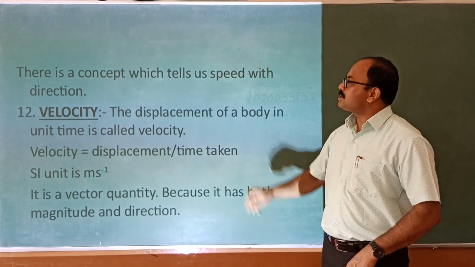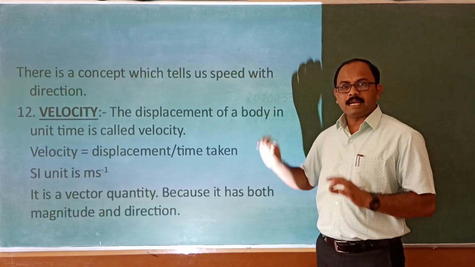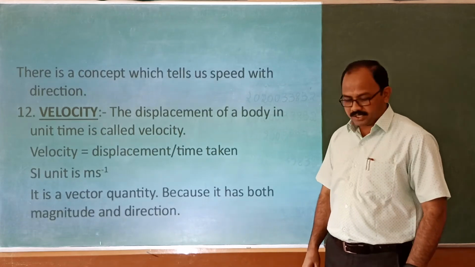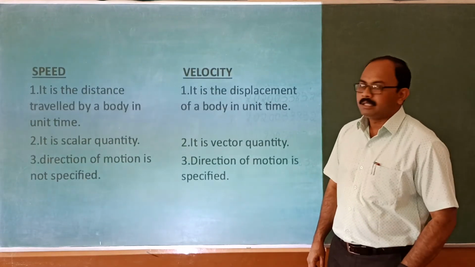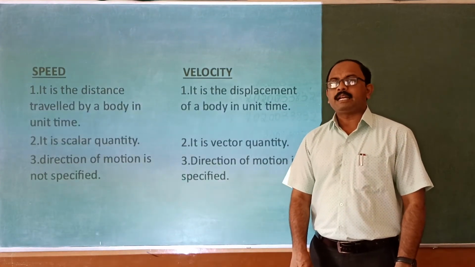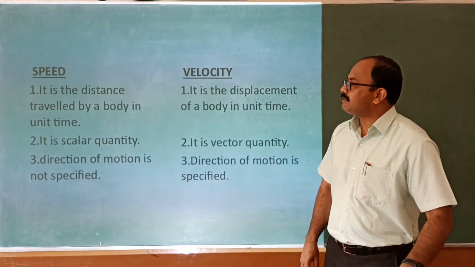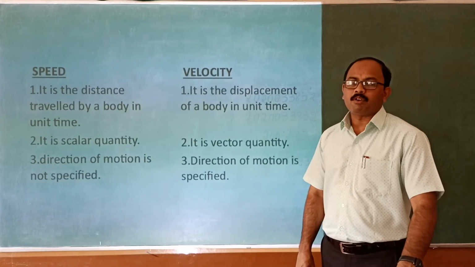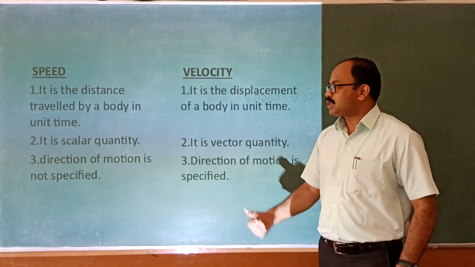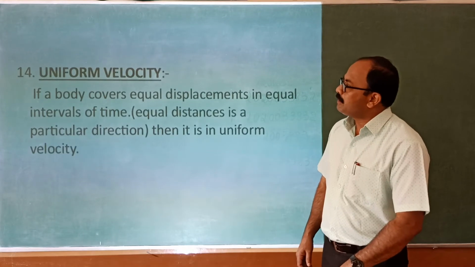See, there is a concept which tells us speed with direction. If the speed has direction, then it is velocity. Therefore, it is a vector quantity, children. Let's differentiate between speed and velocity. First, I have taken the definition itself, children. Speed is the distance traveled by the body. Velocity is the displacement of a body in unit time. Speed is scalar, velocity is vector. Speed has no direction, children. Velocity has direction.